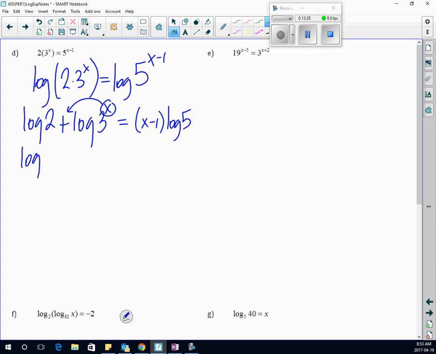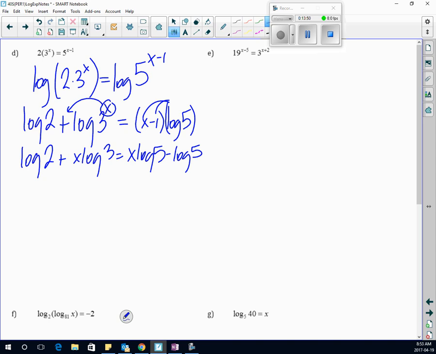So log 2 plus x log 3 equals, now do you see this is x minus 1 times this whole thing, right? It's totally different. It's not log of something. The log of something is getting actually multiplied by that. So x log 5 minus log 5. Everybody good with what I did? Okay.